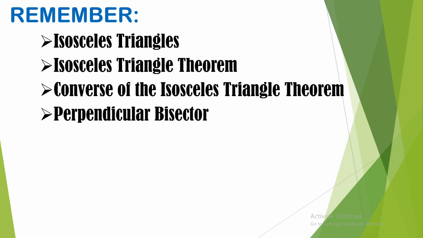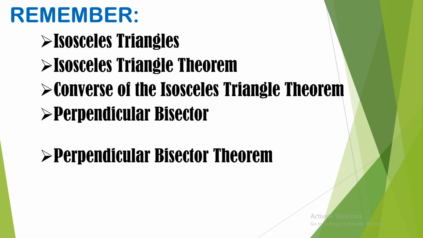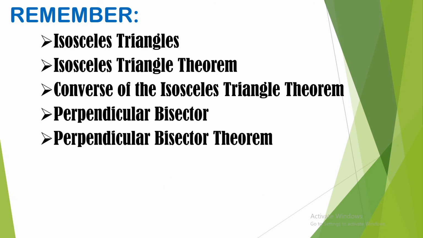When we say perpendicular bisector, it is a line which cuts a line segment into two equal parts and forms 90-degree angles. So the perpendicular bisector theorem states that if a point lies on the perpendicular bisector of a segment, then the point is equidistant from the endpoints of the segment.